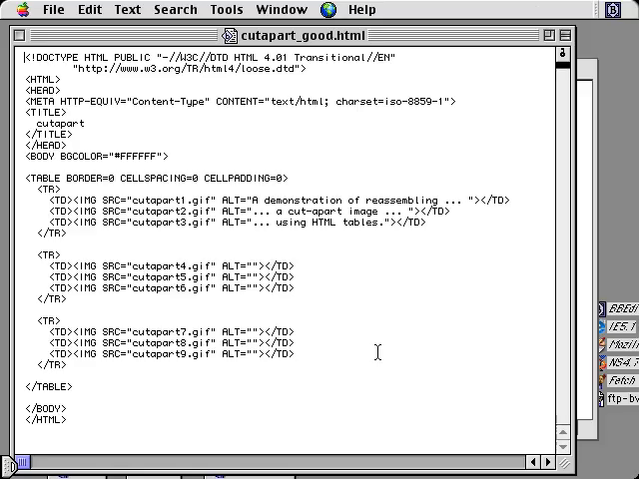I ran it through the validator at validator.w3.org. In order to do that, of course, I had to put in all these empty alt attributes. It wouldn't validate without them.